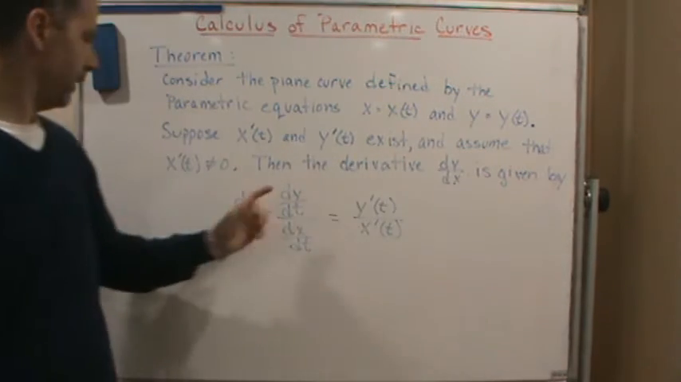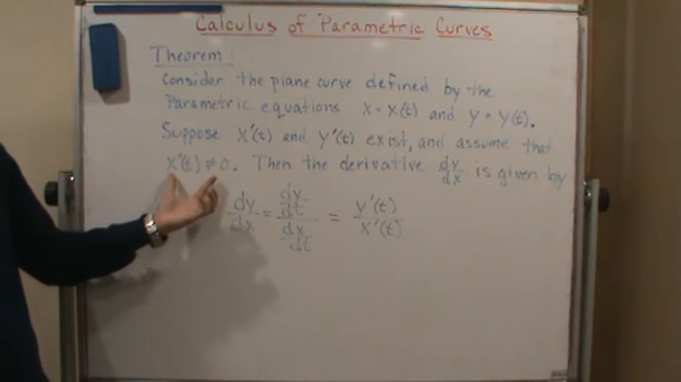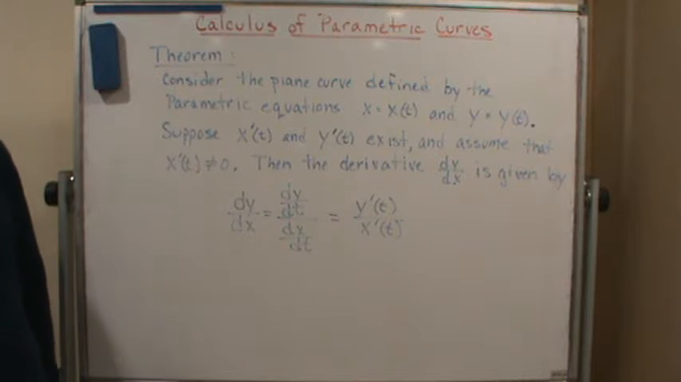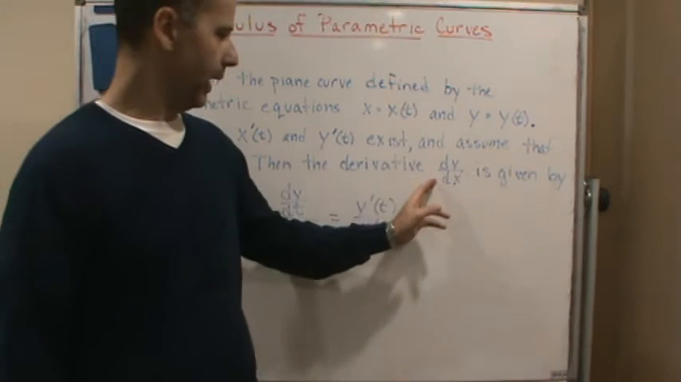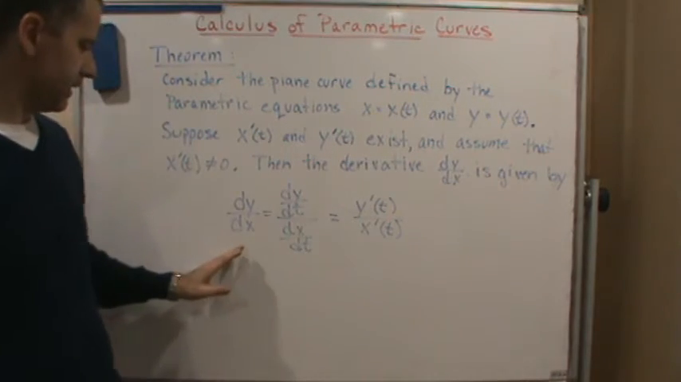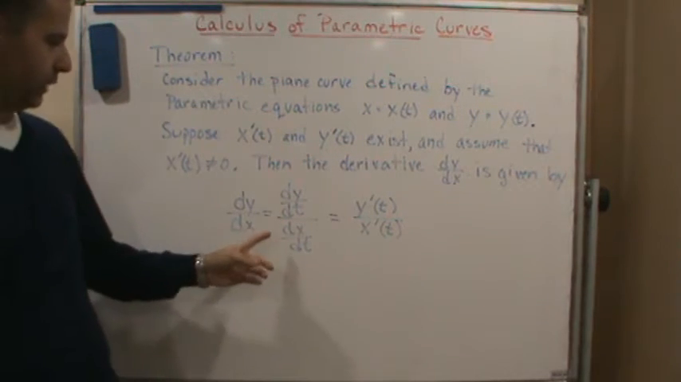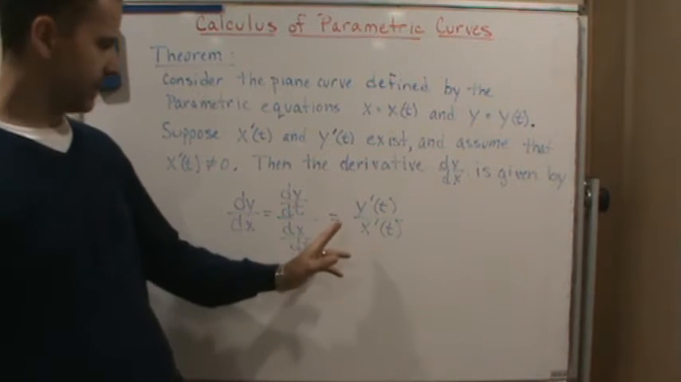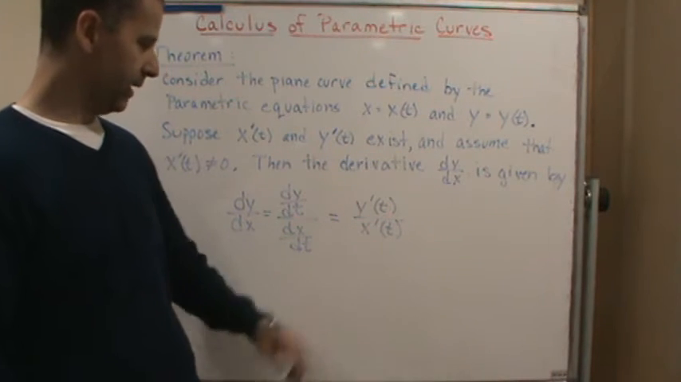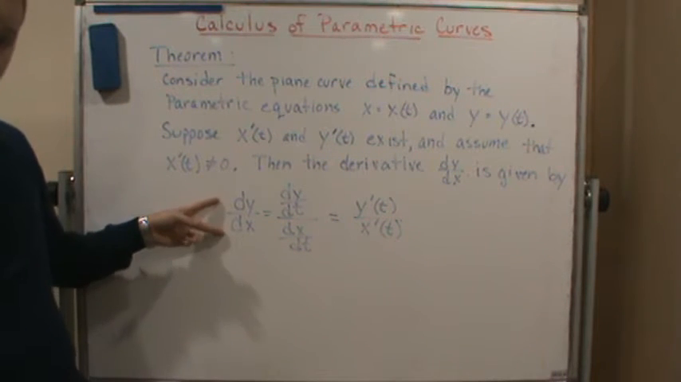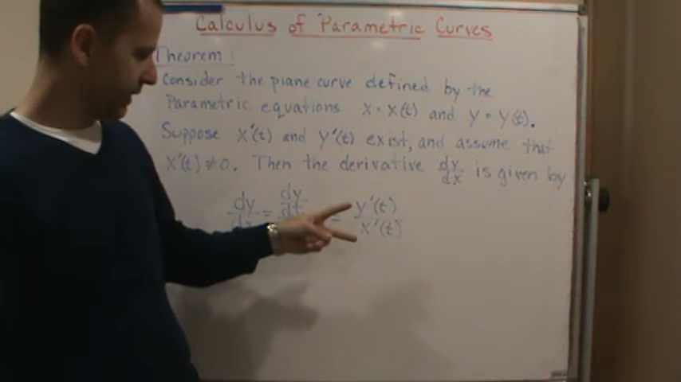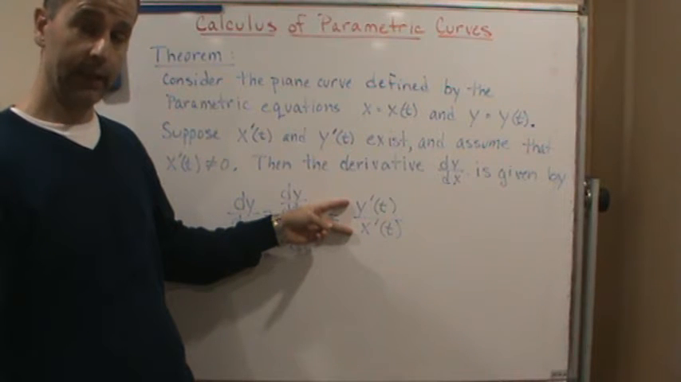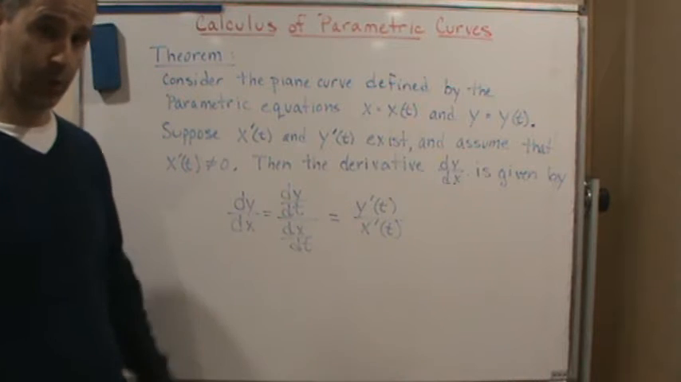And also assume that the derivative of x with respect to t is not equal to 0, for obvious reasons as you'll see, right? Because we're going to be dividing. Then the derivative dy dx is given by this equality here. So dy dx is equal to dy dt divided by dx dt, which basically is the same as y prime of t over x prime of t. So we can get the slope of the tangent line by just taking the ratio of the derivatives of the corresponding parametric equations. Okay, now, so here's the proof.